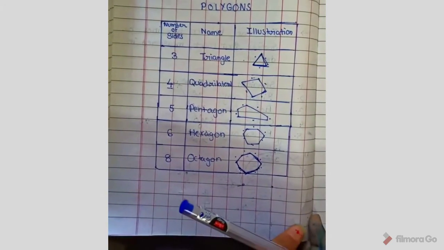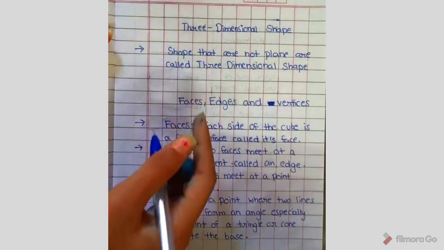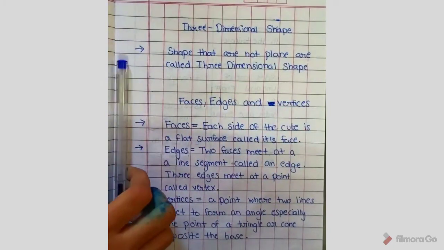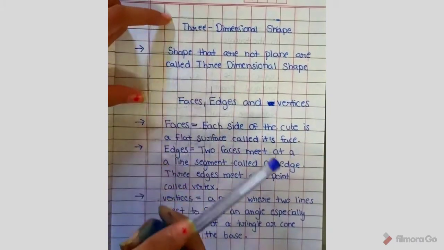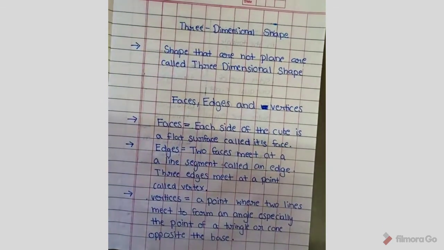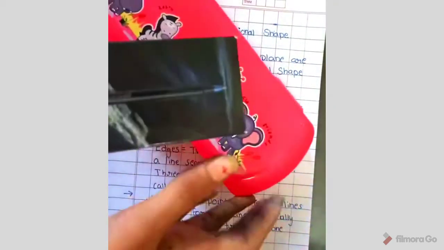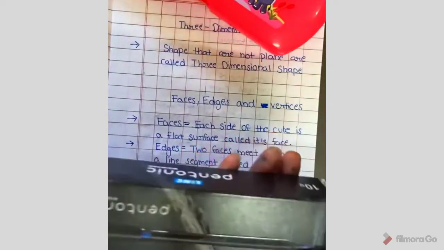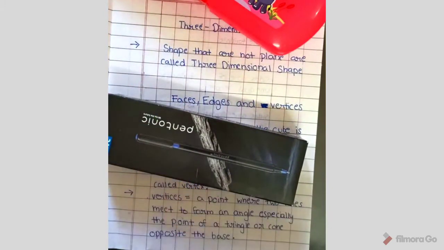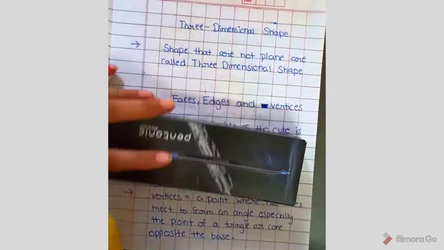Now let's move further to 3-dimensional shapes. Shapes that are not plane are called 3-dimensional shapes. The shapes that are not planes, that are 3D, are known as 3-dimensional shapes. Examples are the geometry box, the box of a pen, a cell, a pen, and a toy. These are all examples of 3-dimensional shapes.